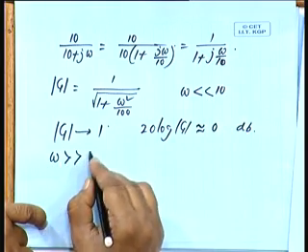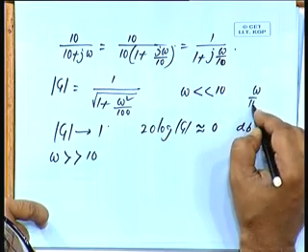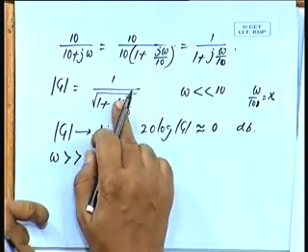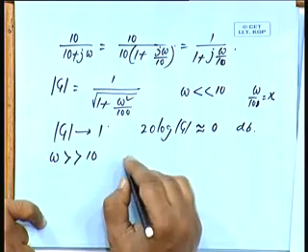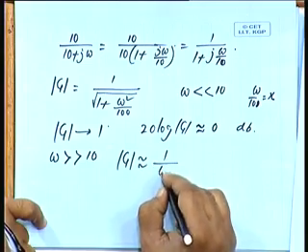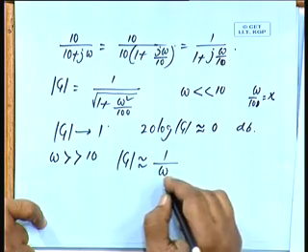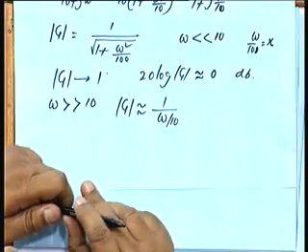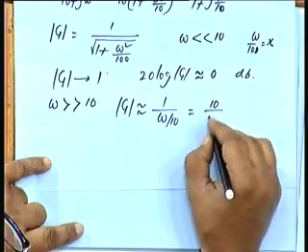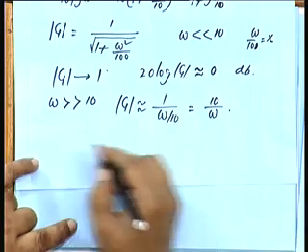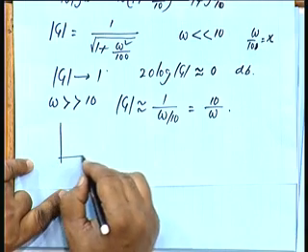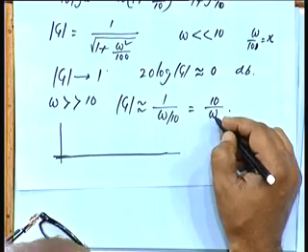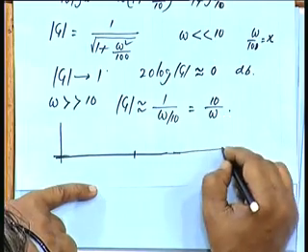When omega is much greater than 10, if I call omega by 10 as x, it is basically 1 plus x squared, okay, under root. So, this x squared will be dominating over this term. So, I can approximate this to 1 by root over of omega squared by 100, so 1 by omega by 10, okay. And how much is this going to be? This will be 10 by omega, okay. So, when omega is equal to 10, how much is it? 1.